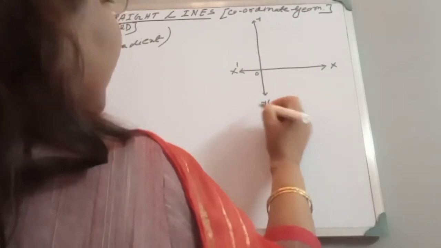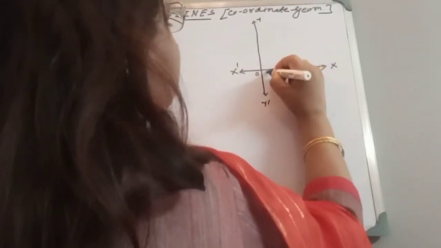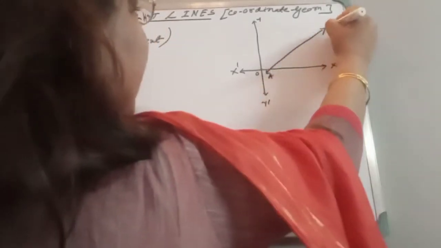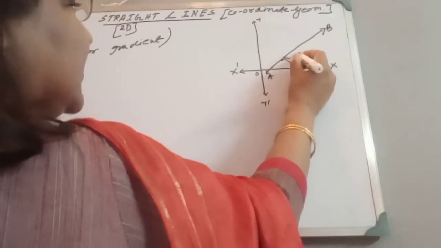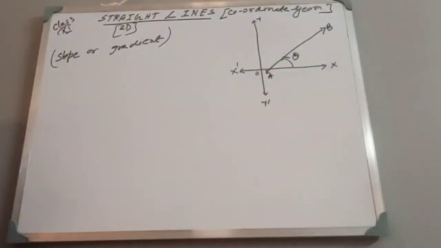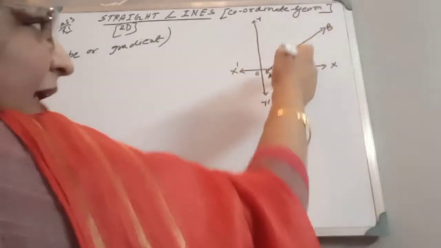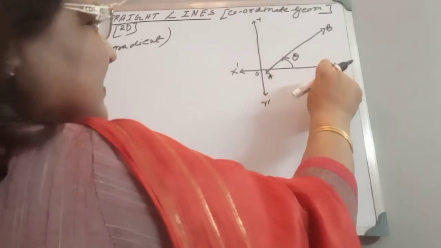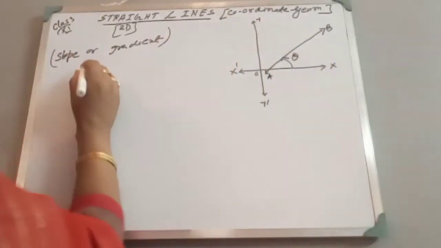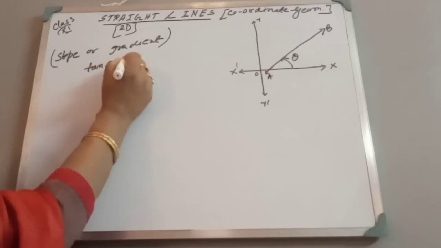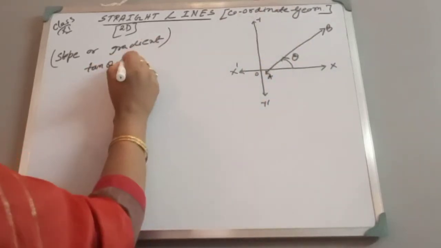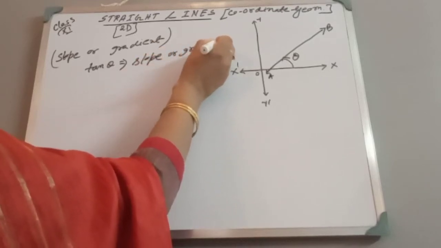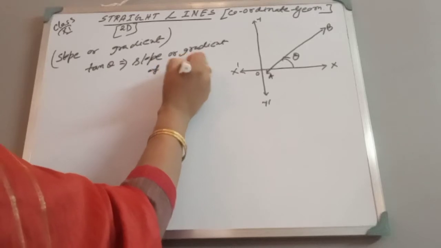Say a straight line like this. Say AB, a straight line makes an angle theta to the positive direction of x-axis. Say a straight line AB makes an angle theta to the positive direction of x-axis. Then the tangent of this angle, that means tan theta, is known as the slope. Tan theta implies the slope or gradient of the straight line.